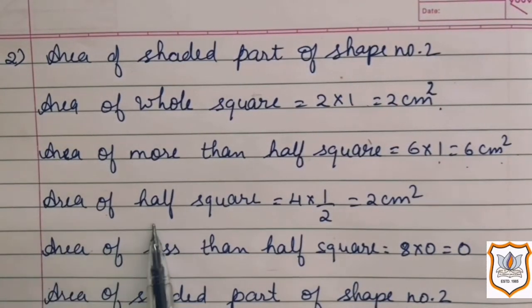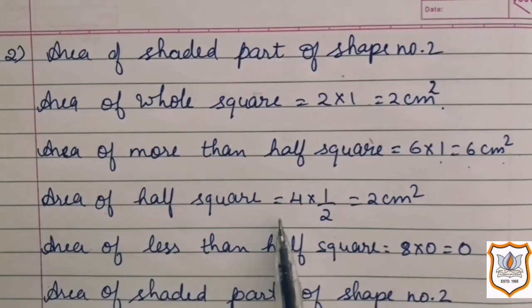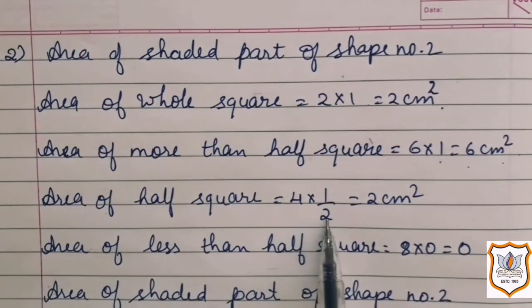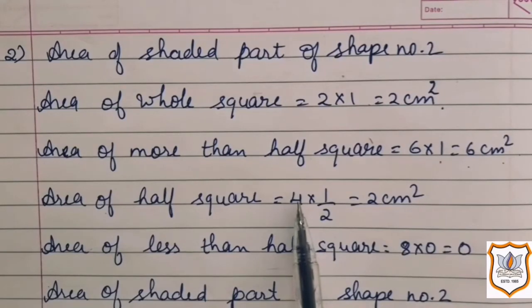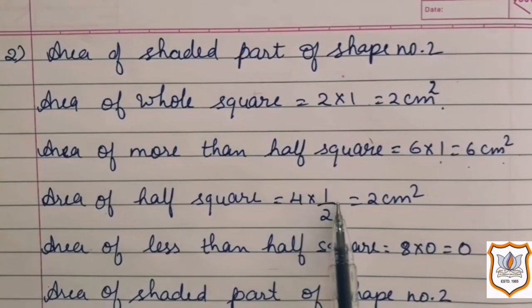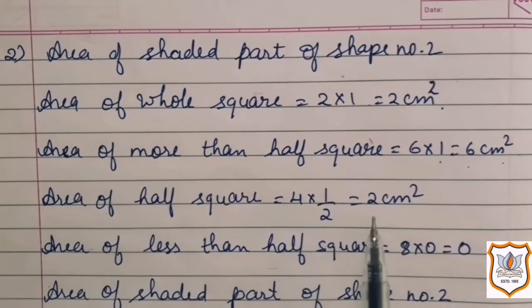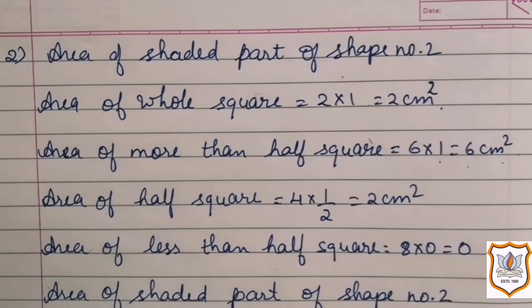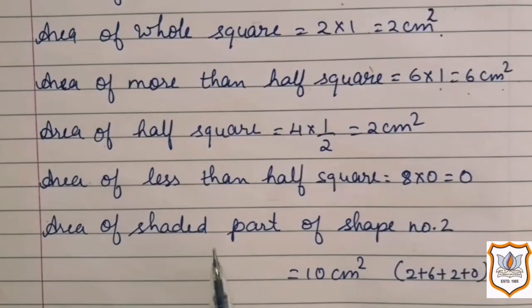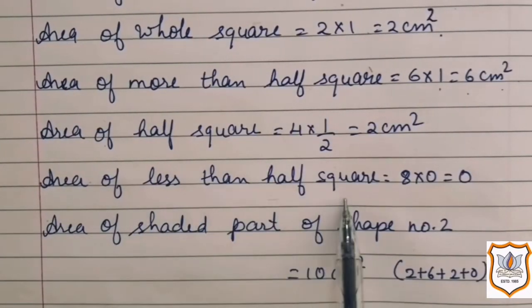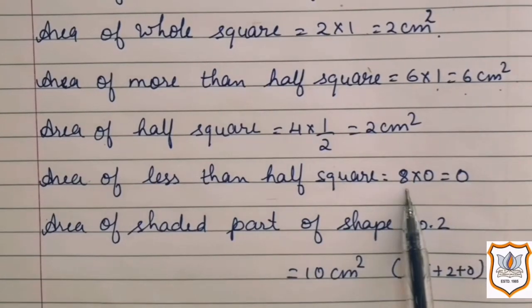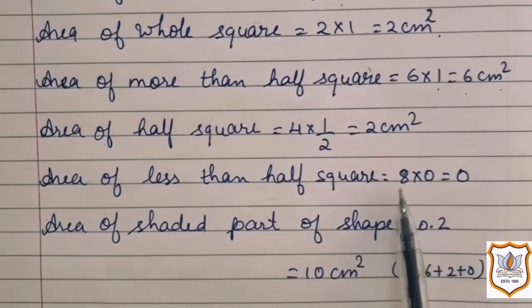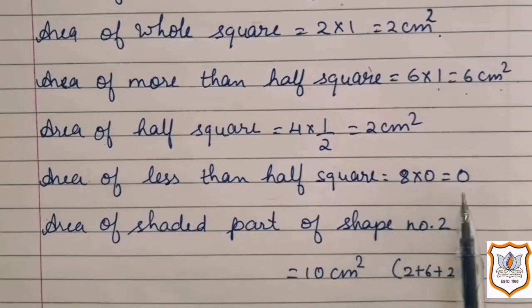Area of half squares. There were 4 half squares. So we will multiply 4 by half. So first we will multiply 4 by 1, 4 ones are 4, and then we will divide that 4 by 2. By dividing 4 by 2 we will get 2 centimeter square. Area of less than half squares. There were 8 less than half squares. We have to ignore them. So we will multiply it by 0. So 8 zeros are 0.